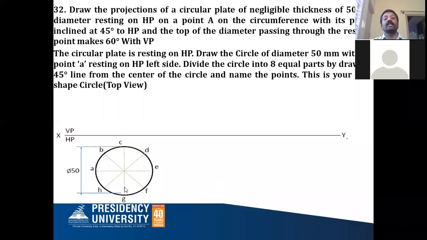You draw a circle of radius 25 millimeters, so that the diameter of the circle you have to get is 50. You take any one point as the center and draw the circle of 25 millimeter radius or 50 millimeter diameter, and divide the circle as I gave the instruction at the beginning. So you take 8 equal parts.